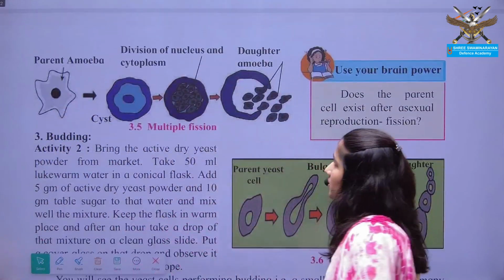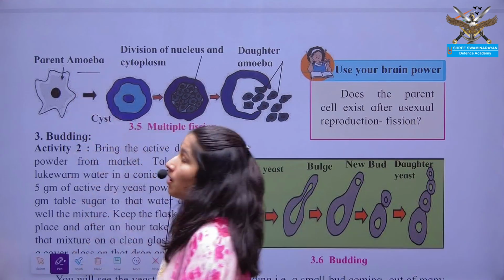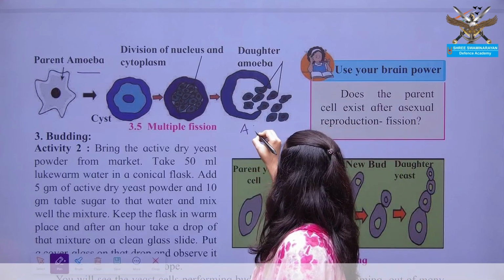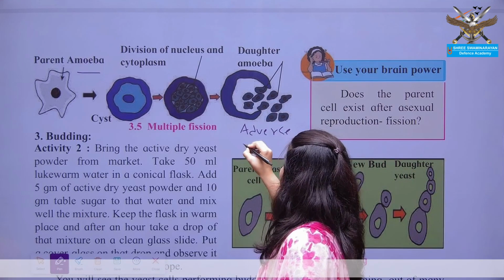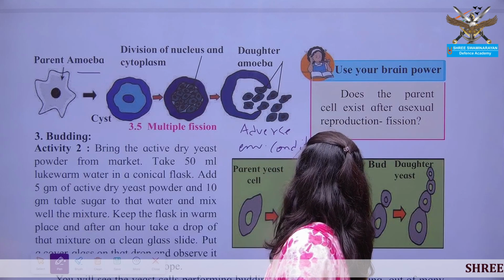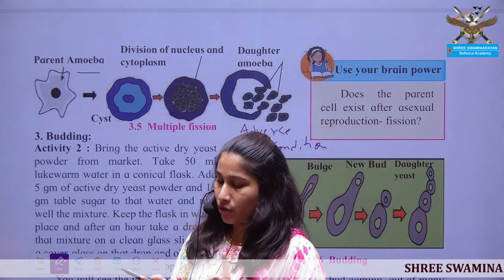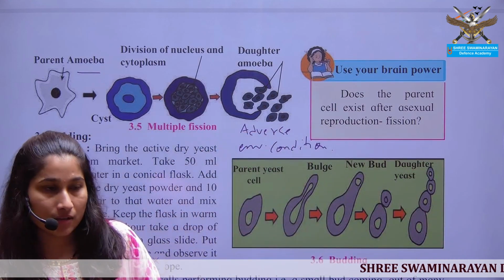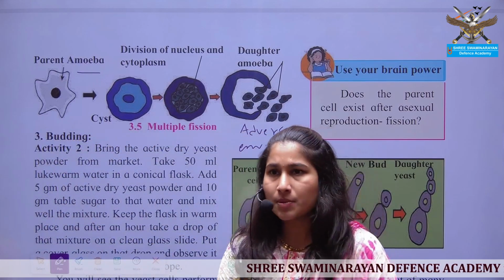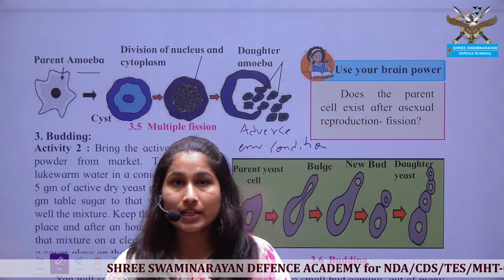What is multiple fission? Multiple fission is again seen in amoeba, but what type of condition is it? It is adverse environmental condition, because when there is ample amount of nutrient, good temperature, and the surrounding is clean and hygienic for that organism, it undergoes simple binary fission. One organism is dividing rapidly into 2 to 4 and so on, and their colony is increased.